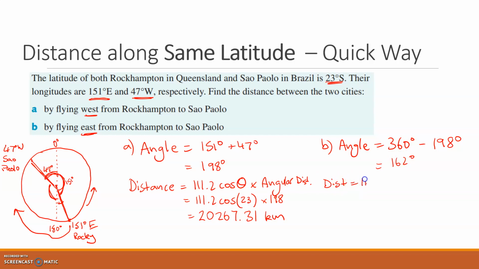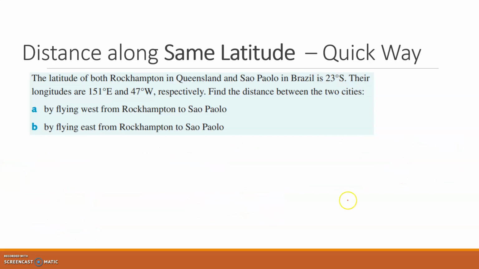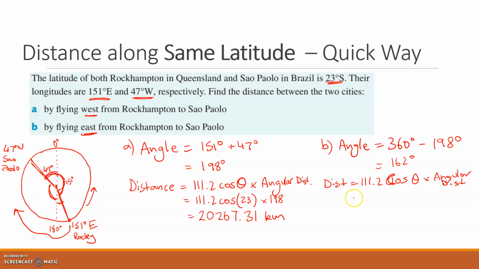The distance is equal to 111.2 cos theta multiplied by the angular distance. And in this case, that's 111.2 cos of 23 multiplied by the 162 degree angular distance. And let's see what we get. We get 111.2 times cos 23 multiplied by 162. And I get 16,582.34 kilometers. Okay, so that's distance along the same latitude.